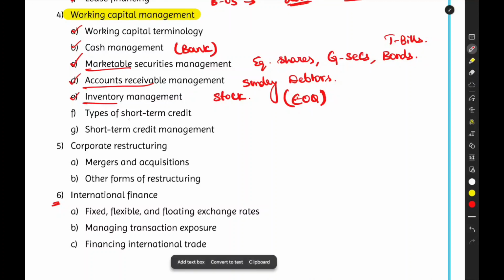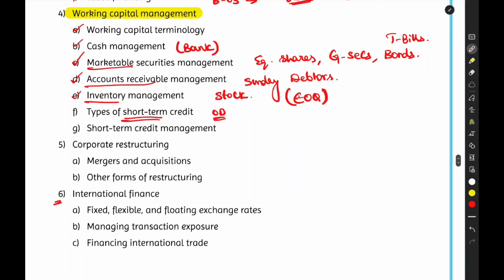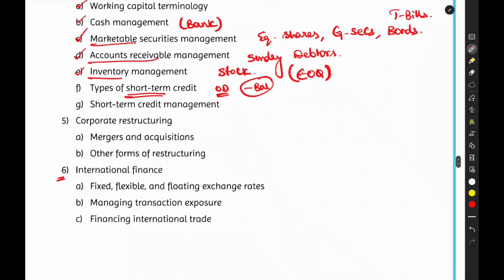Then what are the different types of short term credit? See, if I go to a bank and take a loan, that is a long term credit. But if I take a working capital loan, we call it OD, overdraft. They let you have a minus balance in your bank account, that is called overdraft. You are issuing checks beyond your balance. So that is overdraft, a minus balance in your bank account. That is a form of short term credit. Then how do you manage your short term credit?